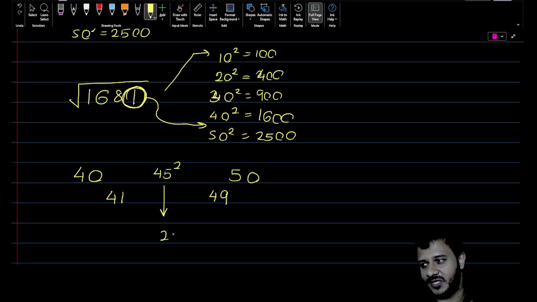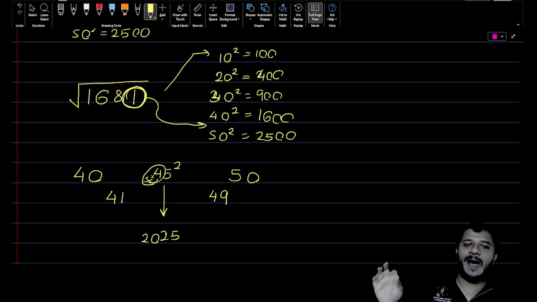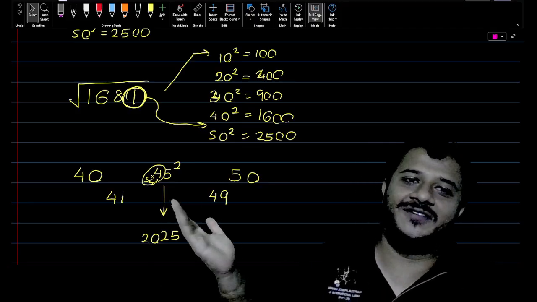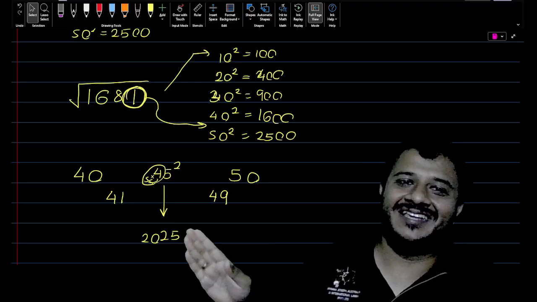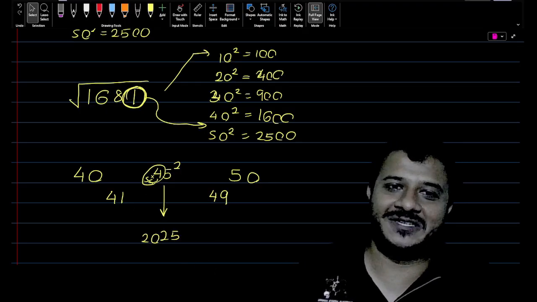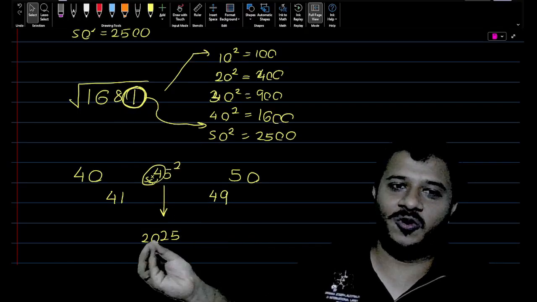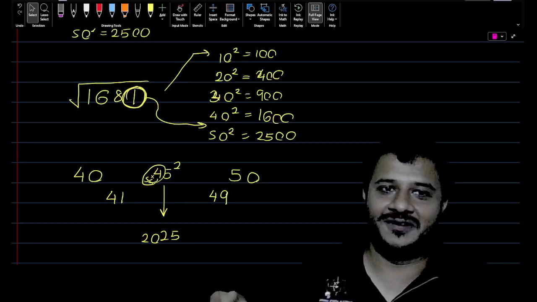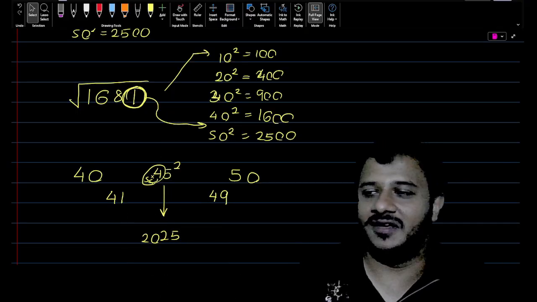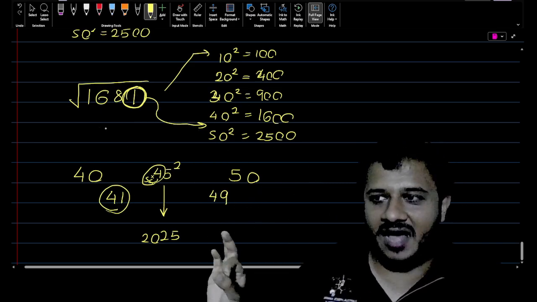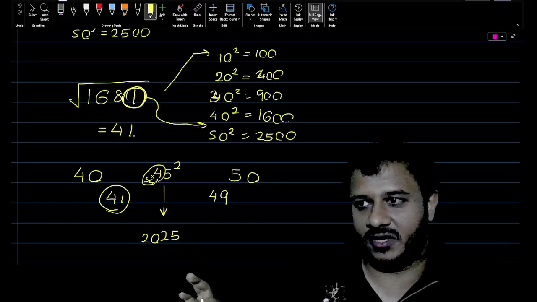45 square, we know it's going to be 25 at the back. The number after 4 is a 5, right? So 5 times 4, that's a 20, 2025. If the number they have given is more than 2025, then the answer will be 49. If the number they have given is less than 2025, then the answer will be 41. So is 1681 more than 2025 or less than 2025? This is less than 2025. So definitely, if this given number is a square number, the square root should be 41.